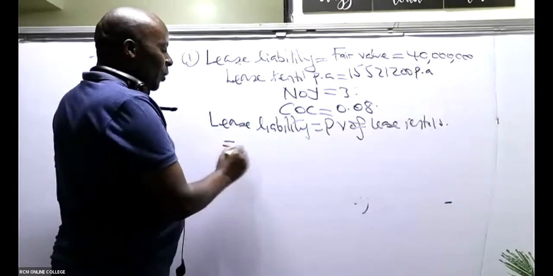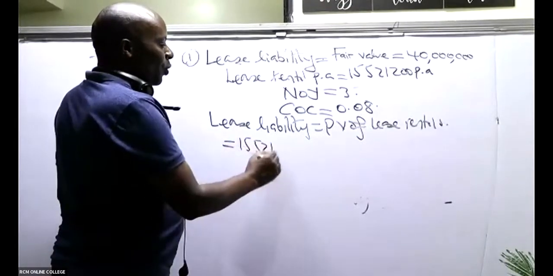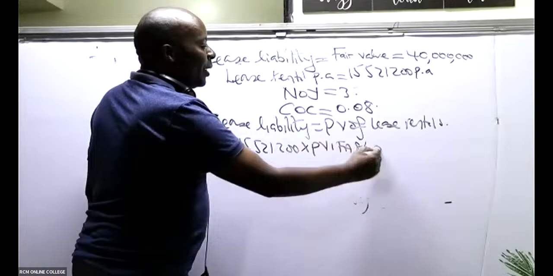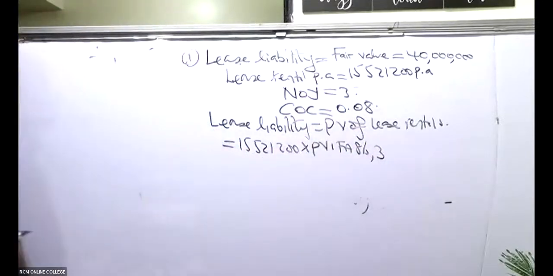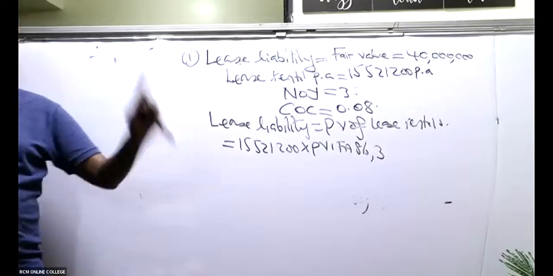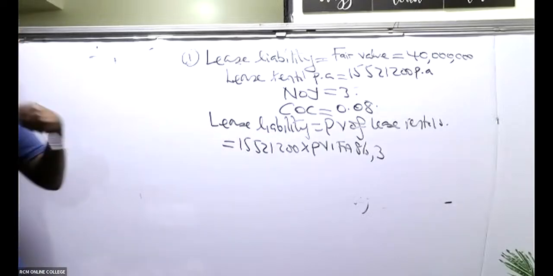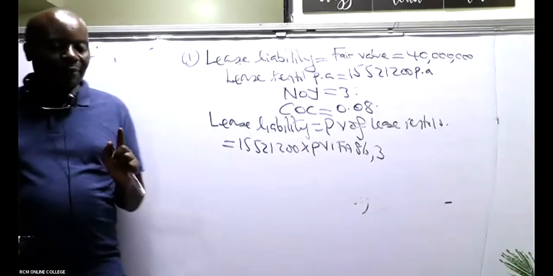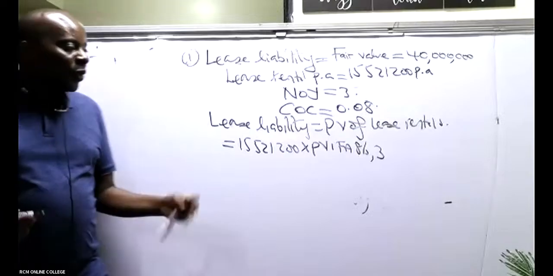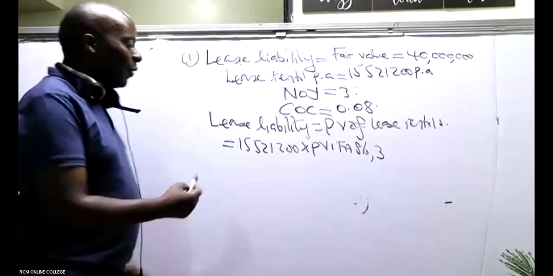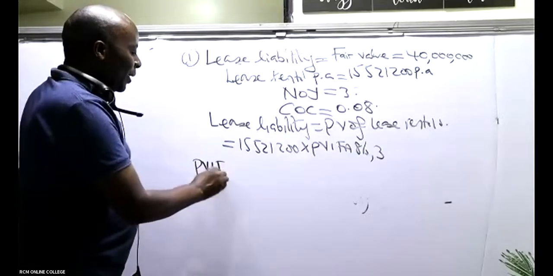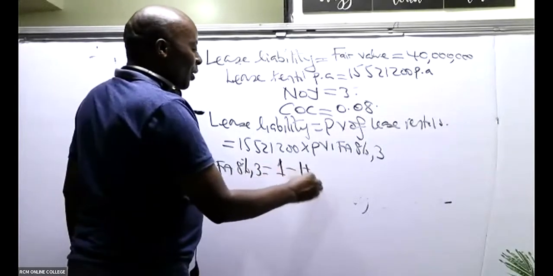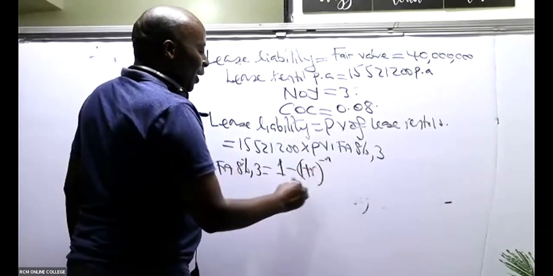So then in that case, this would have been this 15,521,200 times PV for 8%, 3 years. I will not add 1 plus R there because this one is not being paid up front. It is only the one that is being paid up front that we normally add the 1 plus R. This one we shall leave it like that. So then my work tonight is very easy. I need to get this PV for 8% for 3 years. I know the formula is 1 minus 1 plus R raised to negative n, divided by R.